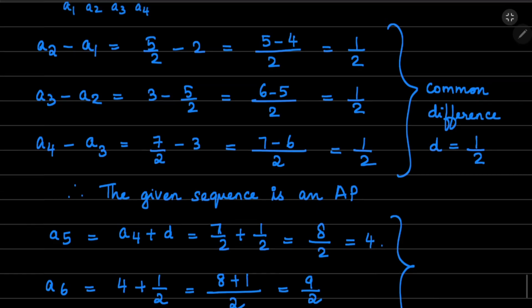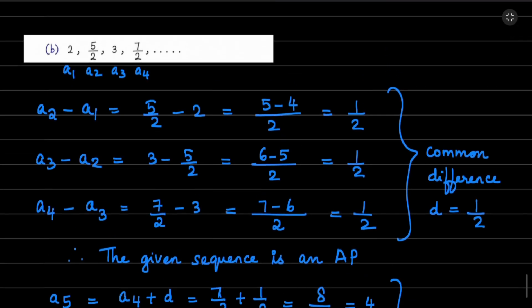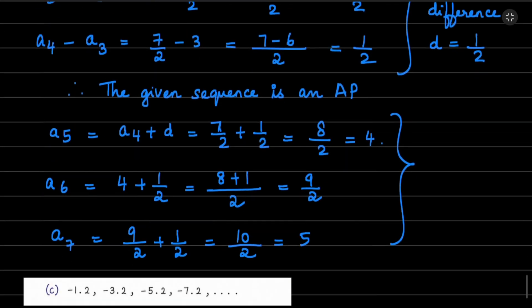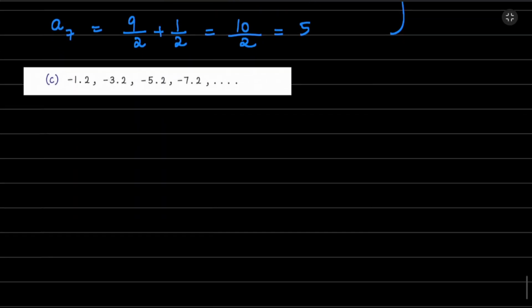So this is how you have to do. You find out the common difference, and if you find that the common difference is equal in the consecutive terms, that means the given sequence is an AP. And if it is an AP, find out the next 3 or 4 terms as asked in the question. Here is the next question.